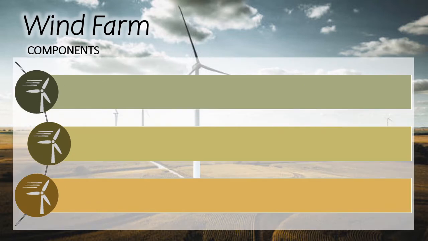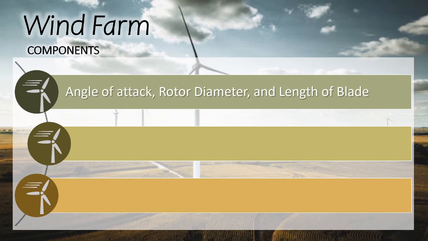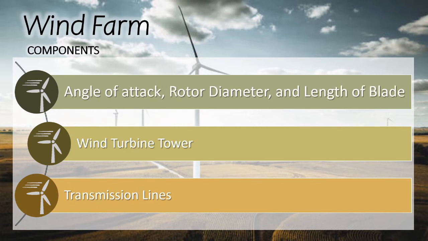Next, we will consider the following three components of the wind farm: the angle of attack, rotor diameter and length of blade, the wind turbine tower, and the transmission lines. The angle of attack that we will be using is 15 degrees with a rotor diameter of 75 meters and a blade length of 50 meters. These values were researched and calculations were done to ensure an efficient design.